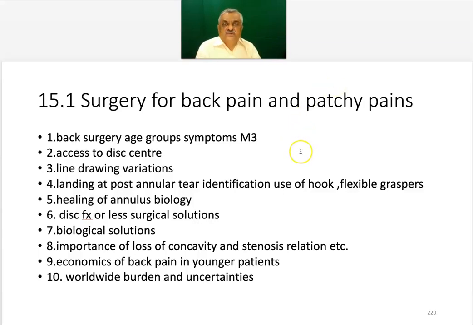What we do is we follow the standard line drawing and we access the foramen. We land in the foramen, go inside the disc right up to the midline, and we use the hook to find out which area of the annulus is weak or torn. And once we are there, we remove the trapped nuclear fragments.